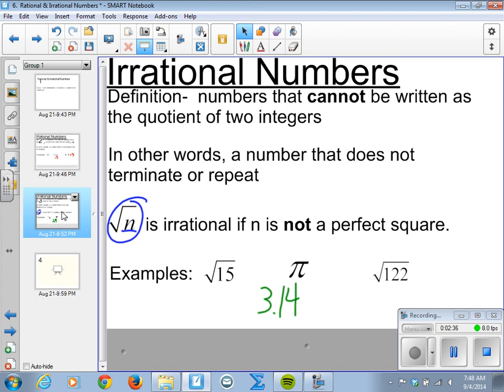So that's it, folks. Just the definition of rational and irrational. Be prepared to order all types of numbers when we come to class tomorrow.